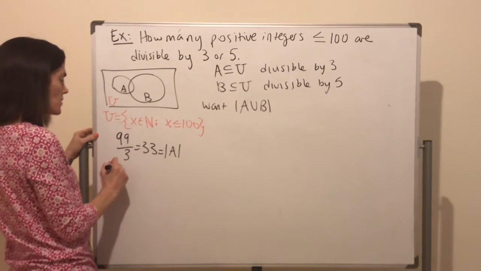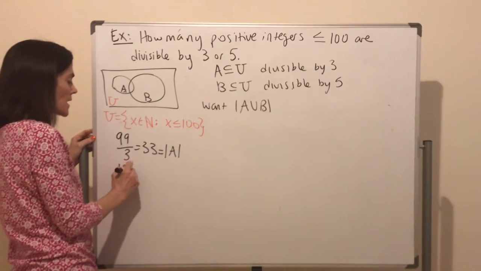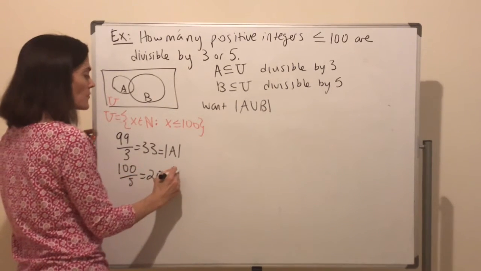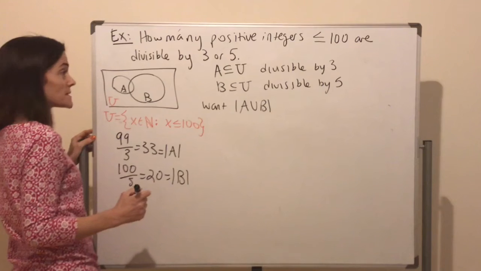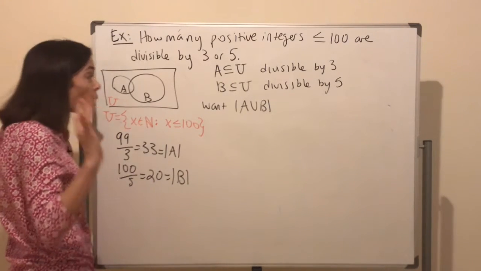And then the biggest integer less than or equal to 100 divisible by 5 is in fact 100. So this is 20. This is the cardinality of B. What's the biggest integer less than or equal to 100 divisible by both?